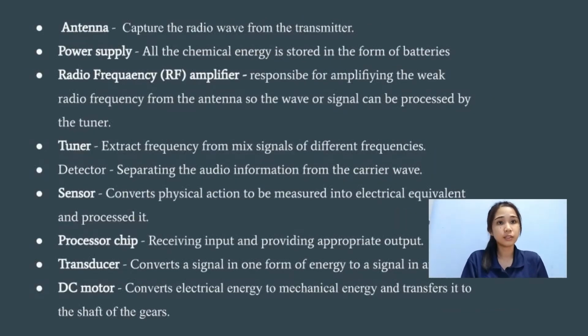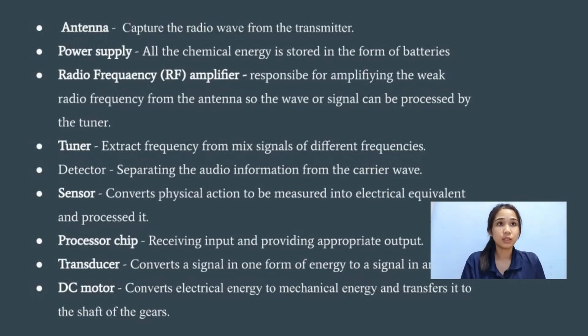Antenna will capture the radio wave from the transmitter. It uses the concept of vibration of the wire. When the wire is exposed to the radio waves, it will induce a very small alternating current in the antenna. Next is the radio frequency amplifier, which is responsible for amplifying the weak radio frequency from the antenna so that the wave or signal can be processed by the tuner.